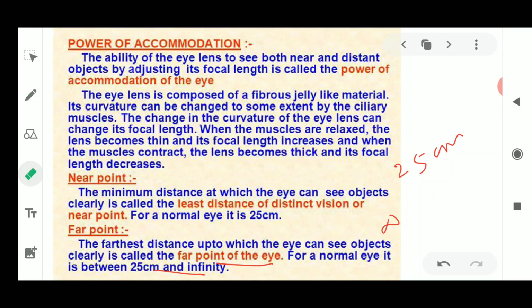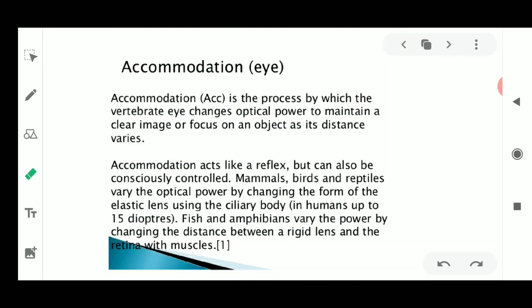Okay, so this was all about the power of accommodation, and the next power was the movement of the pupil when you move in the dark as well as in the bright light. It is also known as ACC. This is called accommodation of your eye.